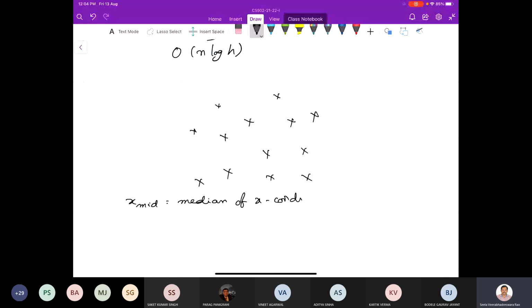And yesterday we discussed that this can be done in linear time. Okay, so the x median may be somewhere here. In divide and conquer, we used to solve both the subproblems. But here we want to do the merge step first.